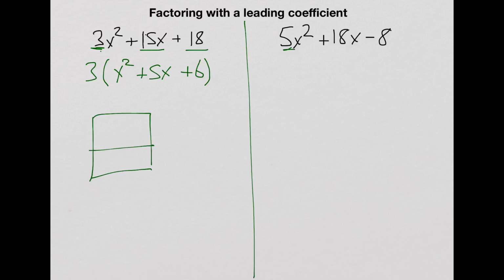So now I can put my x squared here. I put my 6 here. 6 is either going to be 1 and 6 or 2 and 3. These are the ones that will add to 5, so I'll go 2 and 3.